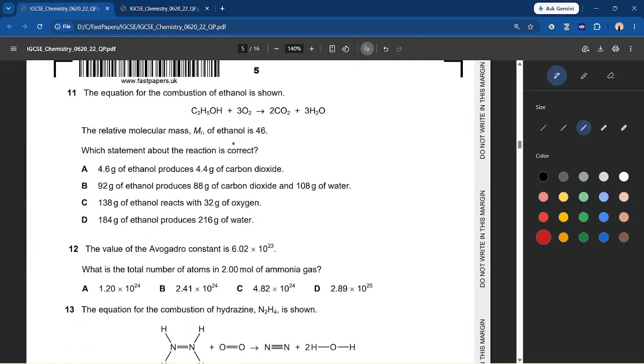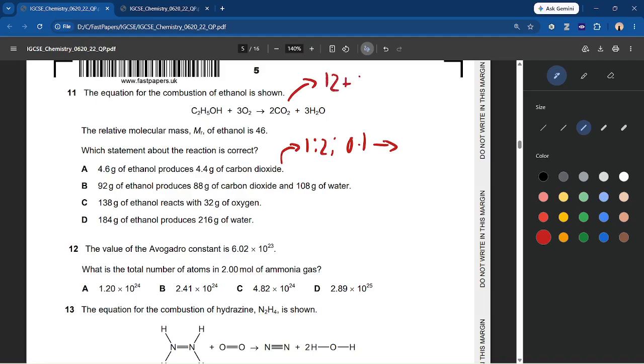All right, moving on. The equation for the combustion of ethanol is shown. The relative molecular mass of ethanol is 46. Which statement about the reaction is correct? 4.6 grams of ethanol produces 4.4 grams of carbon dioxide. So the molar ratio is 1:2. So let's figure out the moles. 4.6 grams is 0.1 mole. And this produces 4.4. We have to figure out the Mr of carbon dioxide.